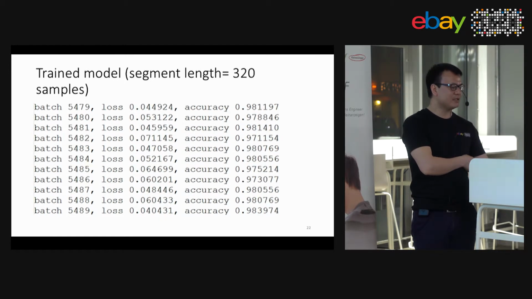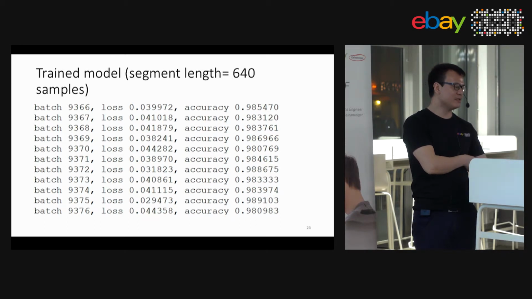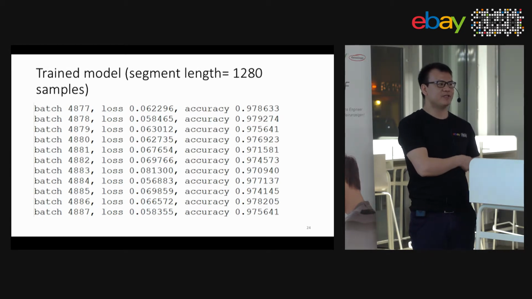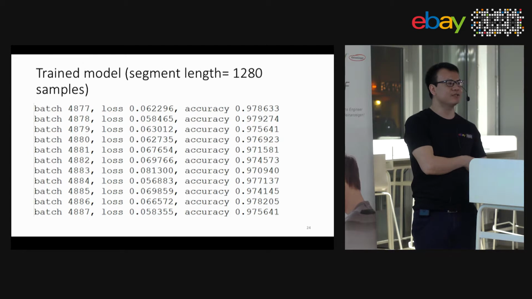We can see that if we use shorter segments, then the performance, so the last column, fluctuates more. If we use longer segments, then the performance becomes more stable. And the segment length itself is a hyperparameter we need to play with. We need to try different segment lengths and pick the best one.